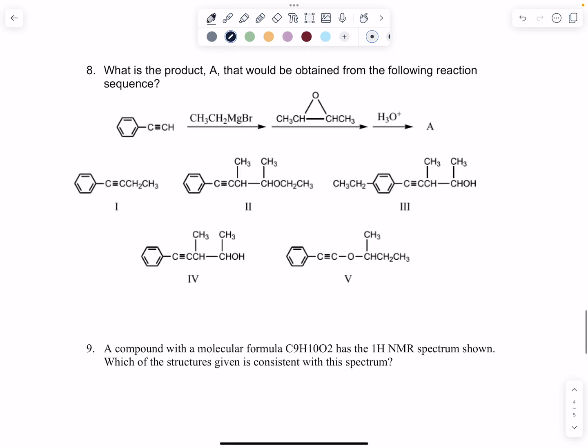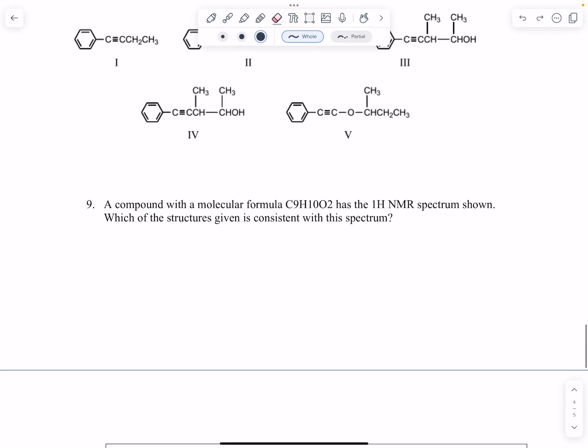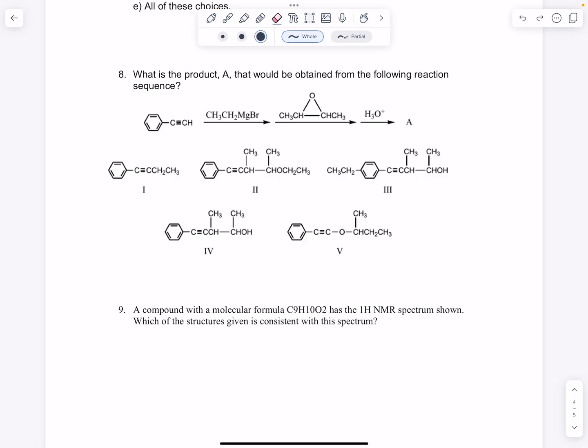Okay, what is the product that would be obtained from the following reaction? So the first step, we have, let me draw this down here, a carbon-carbon triple bond with a hydrogen, and we have CH2, CH3, MgBr. So that basically looks like this.